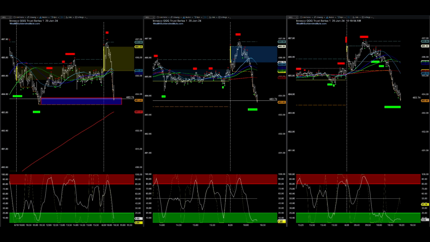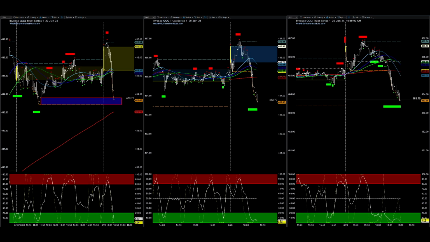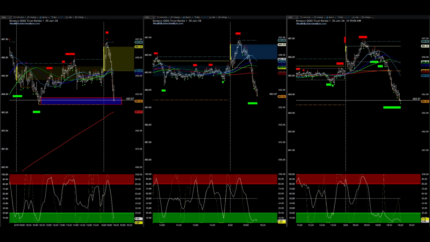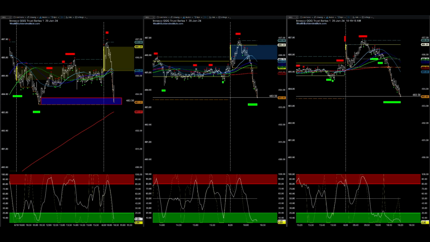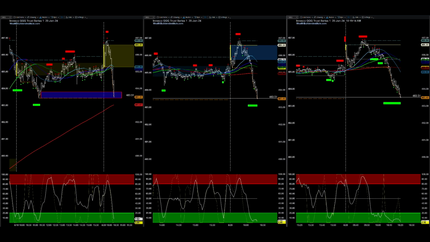So right now we have a C retrace to the downside. I expect this price to drop through my box in my 5-minute chart. We're looking to enter anywhere between the range of 483.25 and 483.50. I expect this price to spike down, get below the 483.50, and then snap back, and we'll enter the trade at that point, looking for about a dollar run.